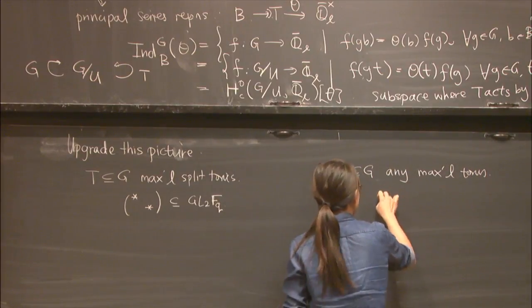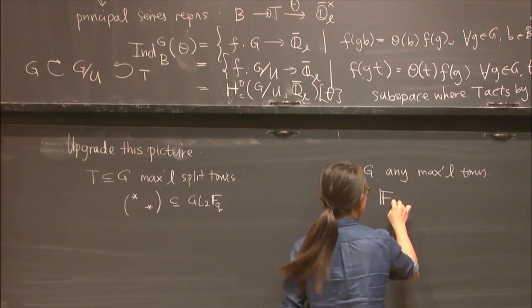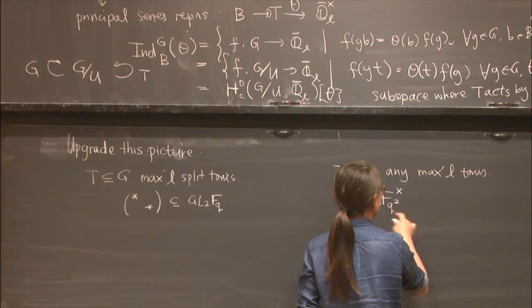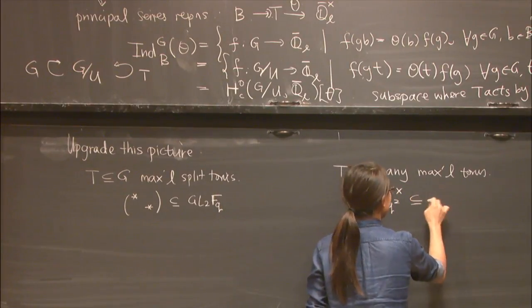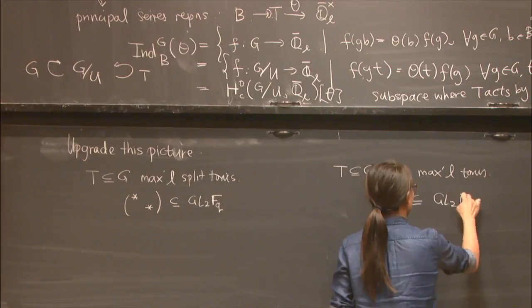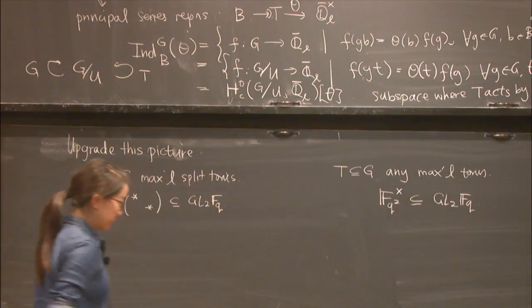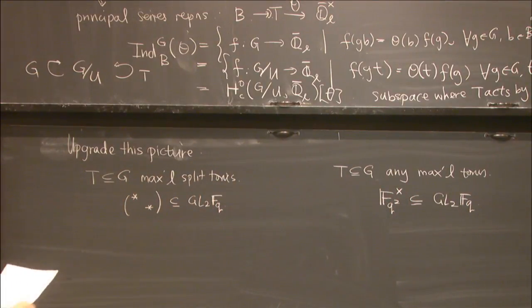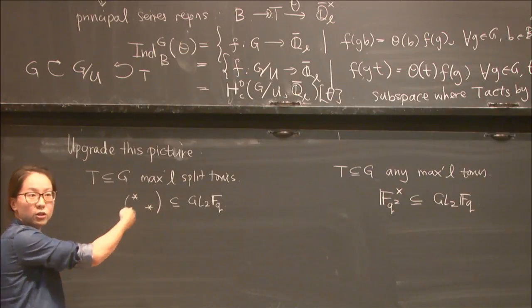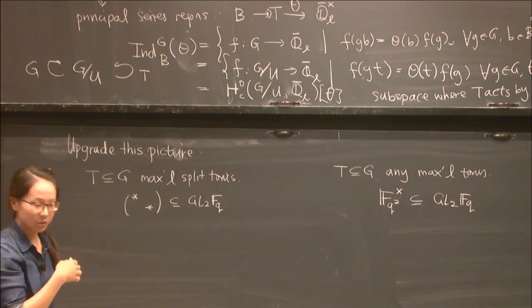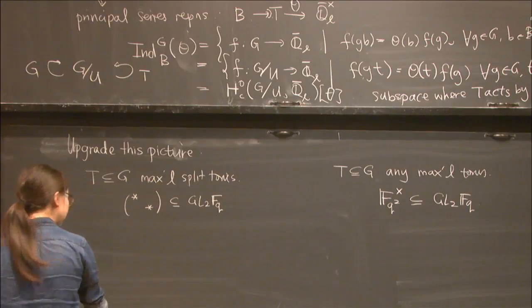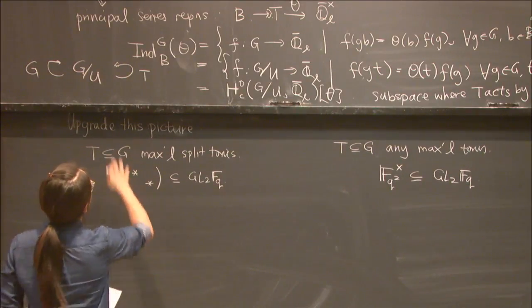So an example of one that is not covered on the left-hand side is the non-split torus FQ squared star sitting inside GL2 FQ. So in fact, for GL2, these are the only two possibilities for maximal tori. Okay. So what did we do up here?